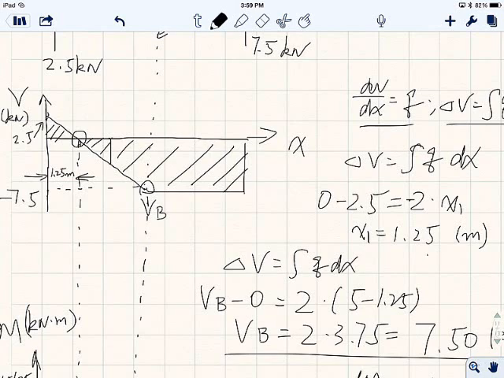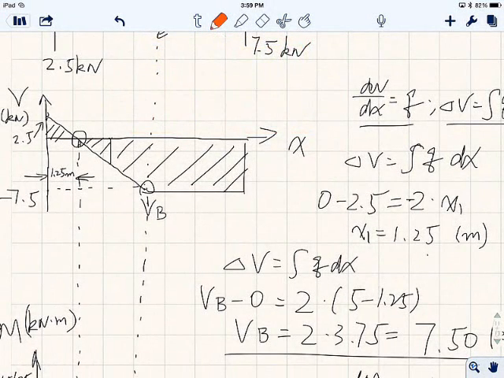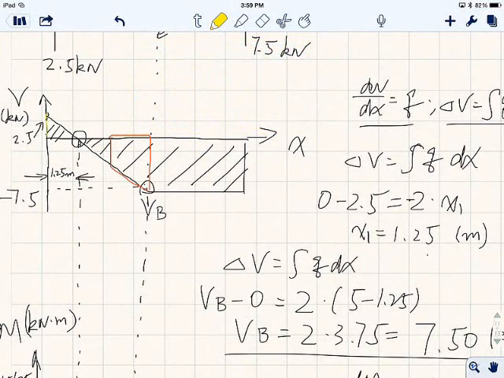So let me try to use a different color pen. There you go. This is what I'm looking for. Whatever inside this red box will be delta M, right? Now I can do something better. This yellow triangle should equal this blue triangle, right?